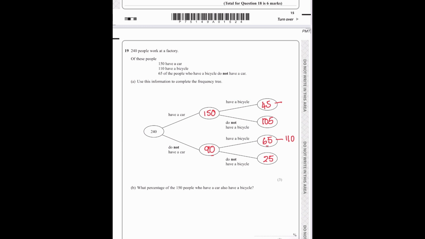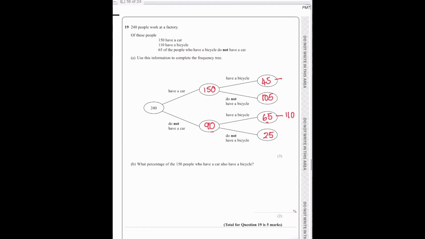What percentage of the 150 people who have a car, so it's out of 150, we're looking at this one here, also have a bicycle? So that's 45. Now that's a fraction. We want it as a percent, so we just times that by 100 to make it into a percent, and we get 30%.